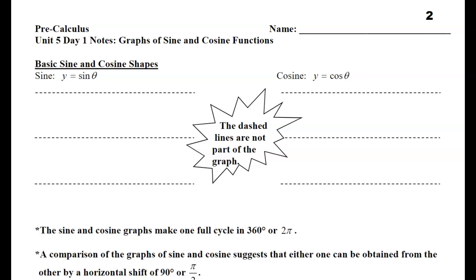So today is all about sine and cosine graphs. What we're going to do first is go over the parent functions, sine and cosine graphs. These are functions that haven't been transformed at all. Today is about sine and cosine. Next class is about tangent and cotangent. The class after that is about cosecant and secant.